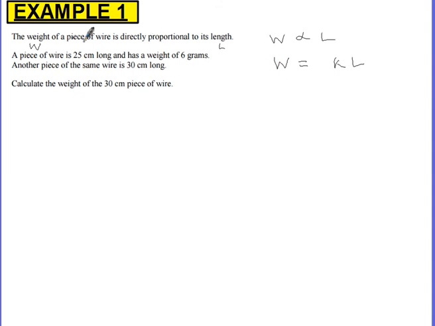Just from that first line, we can write this, and hence we can write this. So let's use the next line. A piece of wire is 25 centimeters long and has a weight of 6 grams. So let's write that down. What they're saying is that L is 25 when W is 6. Now, we said this is the general formula, that W equals some amount of L. So all we do is substitute these values in. W equals 6 when L is 25, so our value of K is actually 6 over 25.